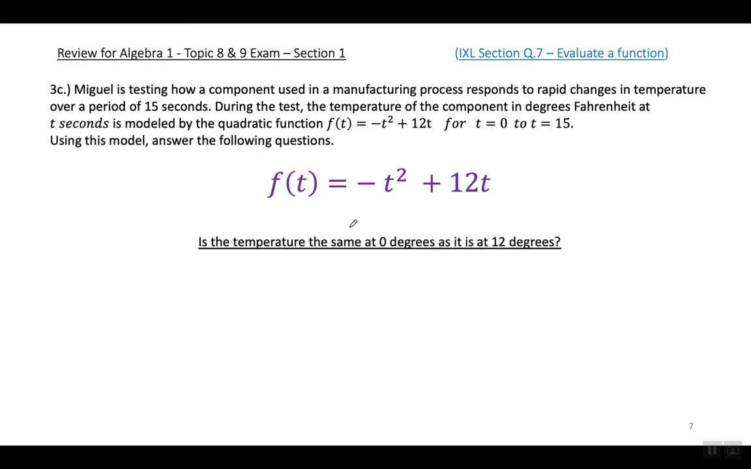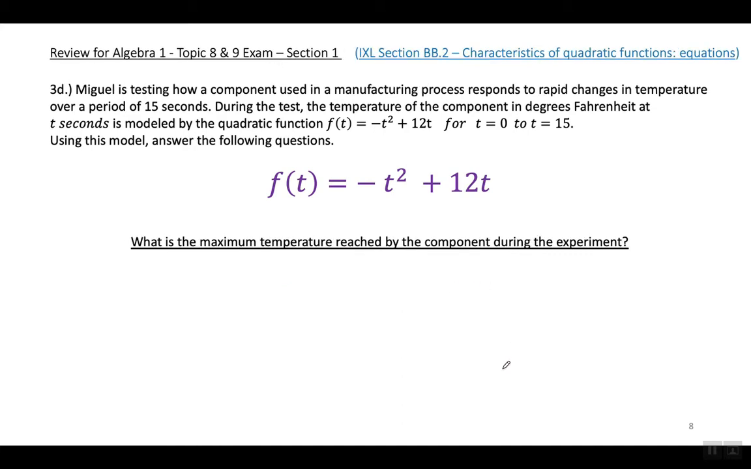All right? How do you figure this out? Is the temperature the same at 0 degrees as it is at 12 degrees? Easy. Substitute 0 into the function and see what you get. And then substitute 12 into the function and see what you get. So let's do that. We already did 0. F of 0 equals 0 degrees. Now let's input 12 and see what we get. When you substitute 12 for t in the function, you're also going to get 0 degrees.